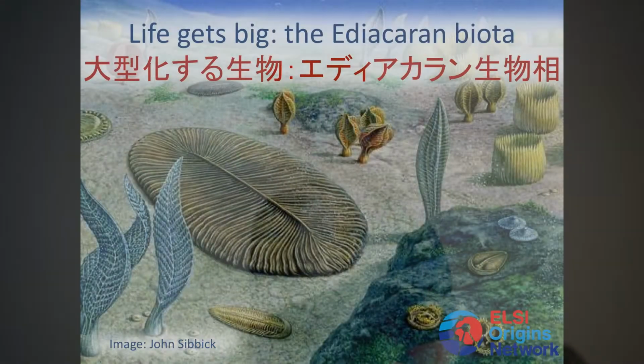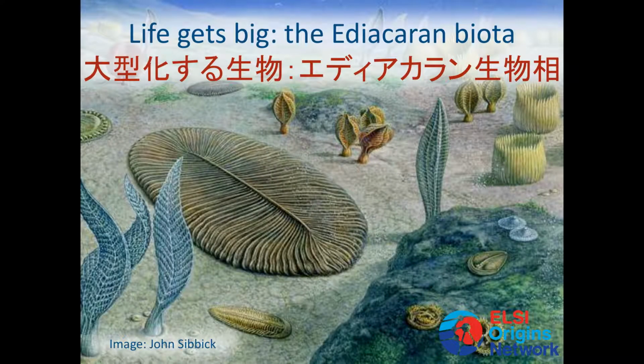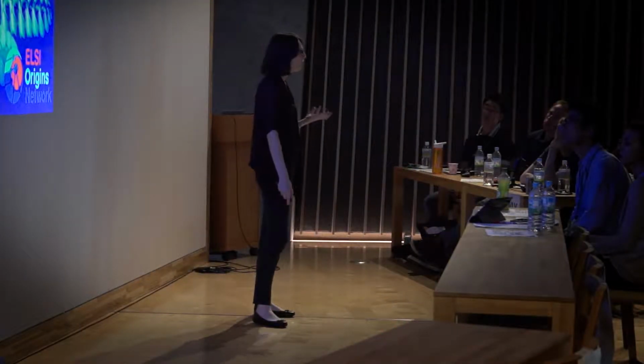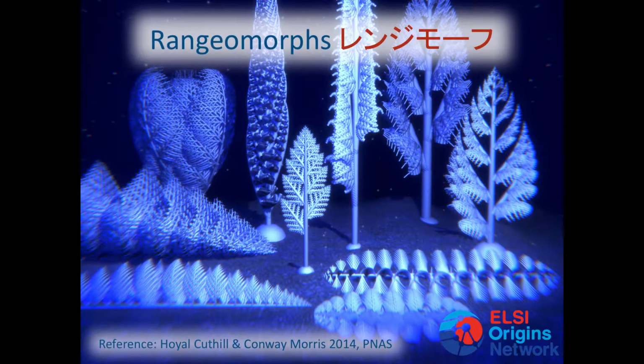These are known as the Ediacaran biota. Some of these look a little like living animals, like this fossil creature called Spriggina at the bottom here. Others look more unusual, such as these rangiomorphs, the group which I work on myself.